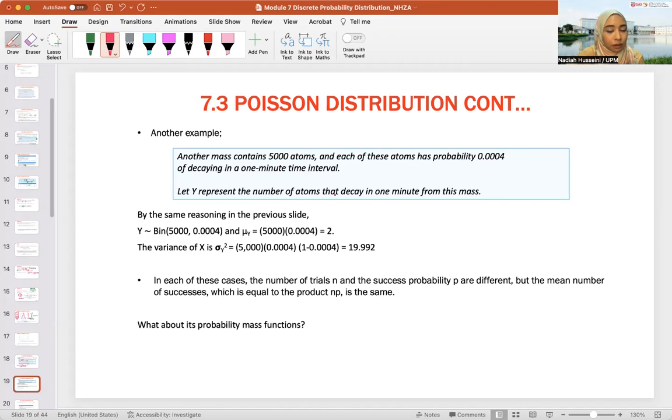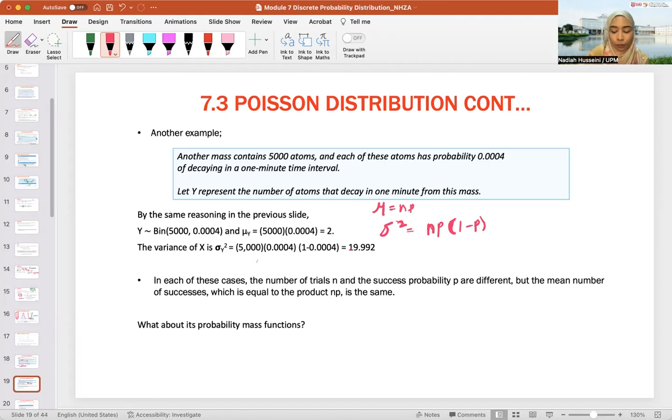Okay, let Y represent the number of atoms that decay in 1 minute from this mass. So by the same reasoning in the previous slide, where we found the mean was NP and the variance was NP(1 minus P). So same case over here. The binomial distribution, 5,000 trials with 0.004 probability. Therefore, your mean is 2 and your variance is 19.992.